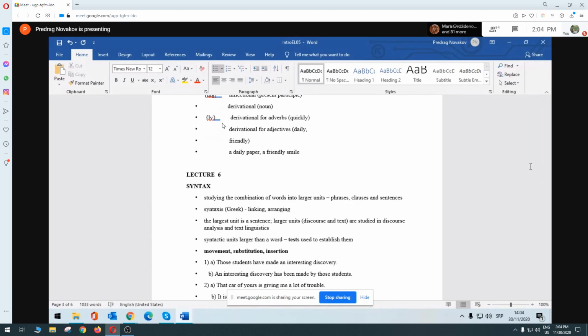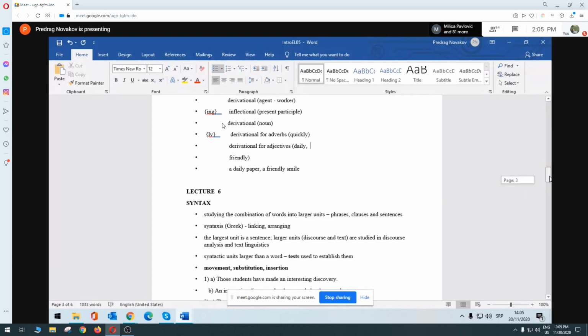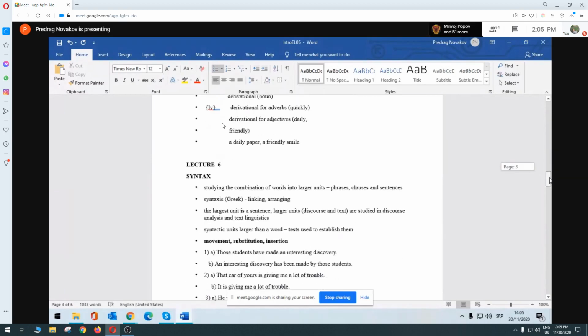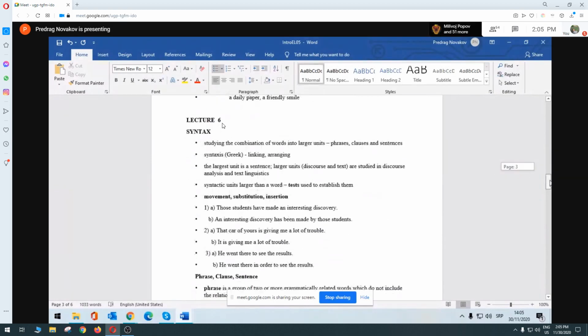When the same suffix can have different functions, grammatical functions. Yes, exactly. Okay, so in this case, you have ly for deriving adverbs or deriving adjectives. Okay, but we can even have the case when the same suffix, for example, er can be inflectional, derivational. Yes, this is exactly what you said. Okay, I think this is where we stopped. Okay, so this is all about morphology.